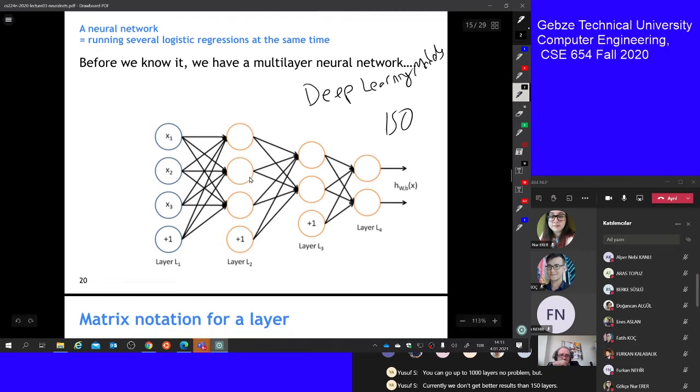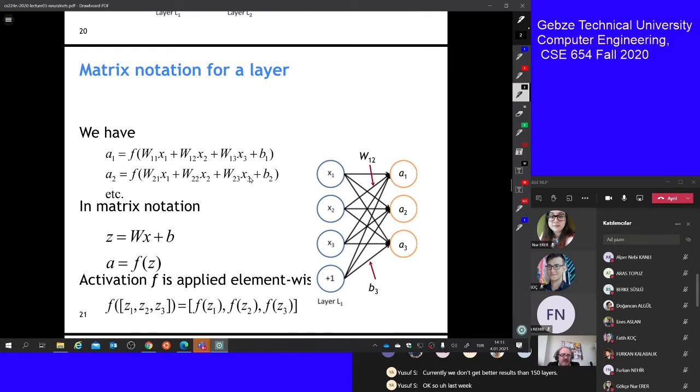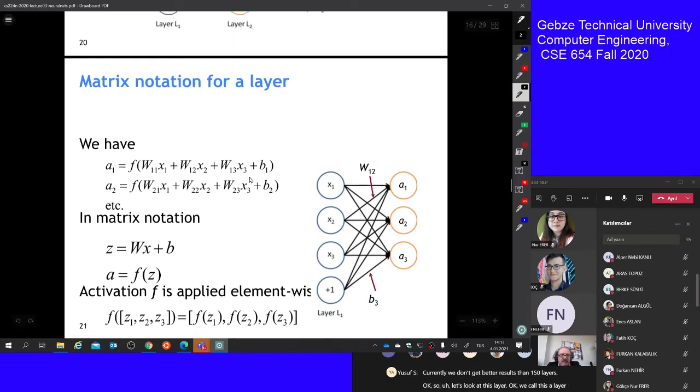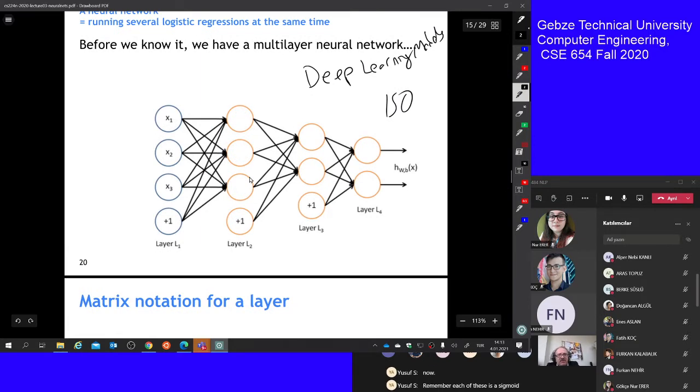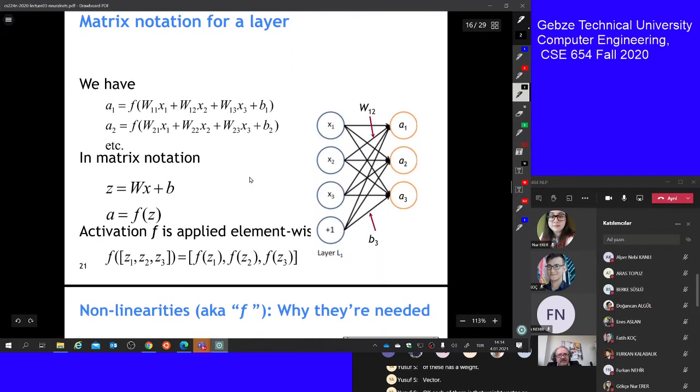Okay, so let's look at this layer. We call this a layer now. Remember, each of these is a sigmoid activation, and each of these has a weight vector. Let's look at this layer now between them. So A11 does that: it takes X1 as input, multiplies it with W11, then it takes X2 and multiplies it with W12, and then the bias. And A2 does the same thing but with its own weight set.